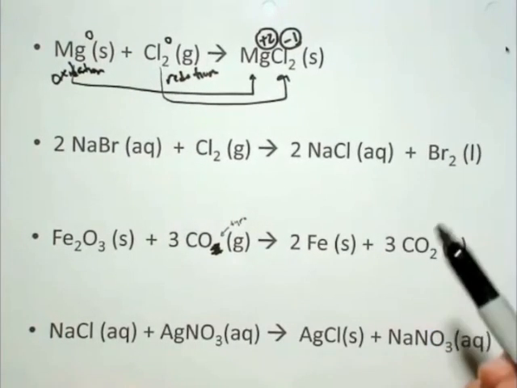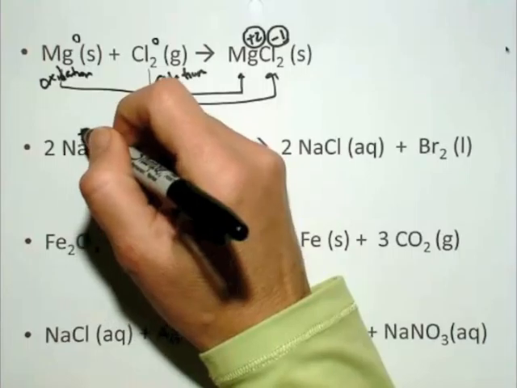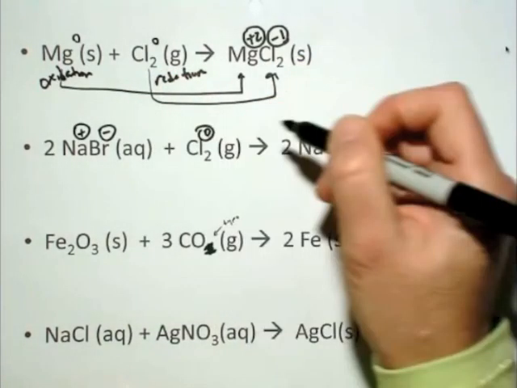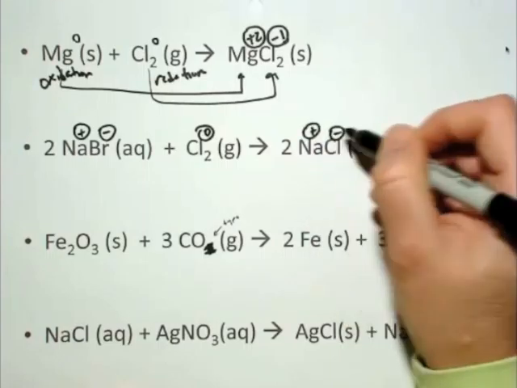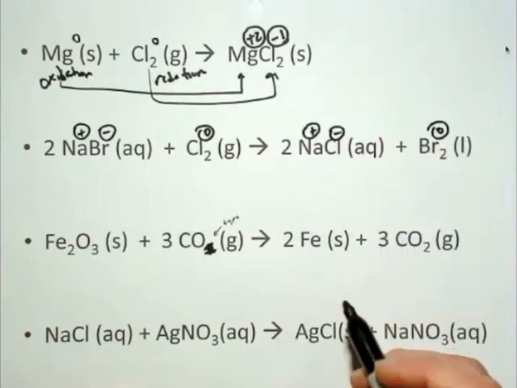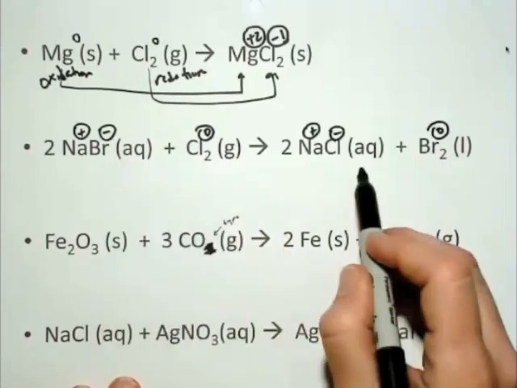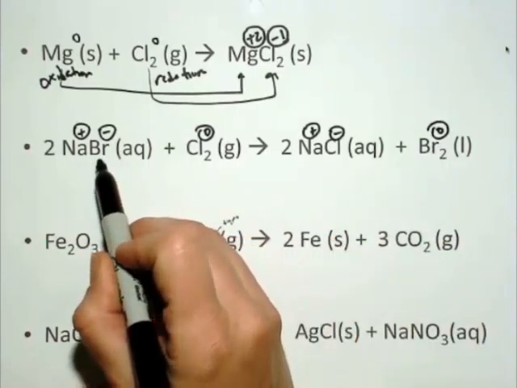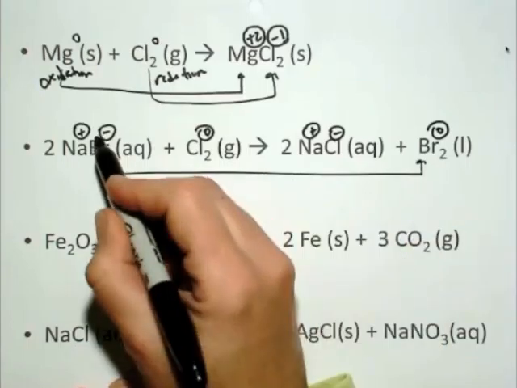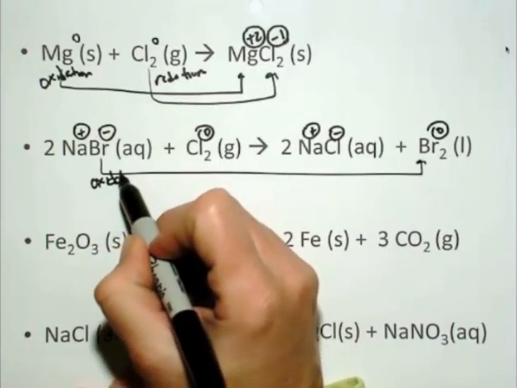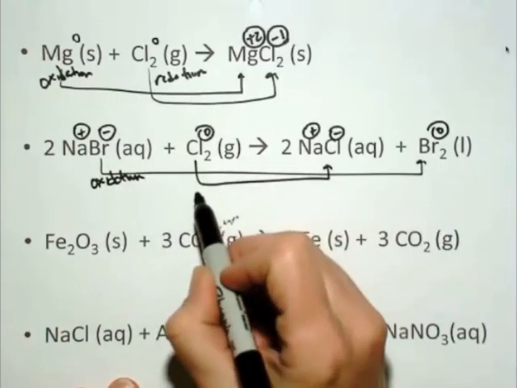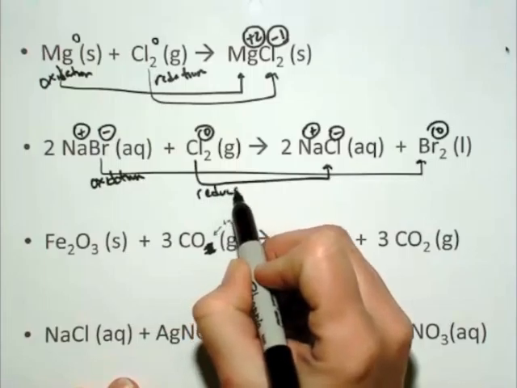Again, for this one, you should go through and be able to very quickly label the oxidation states all the way across. This should become very easy for you. Hopefully you were able to do that. Then you can recognize that the bromide ion going to bromine is what has undergone oxidation, and the chlorine is reduced because it has gained an electron.